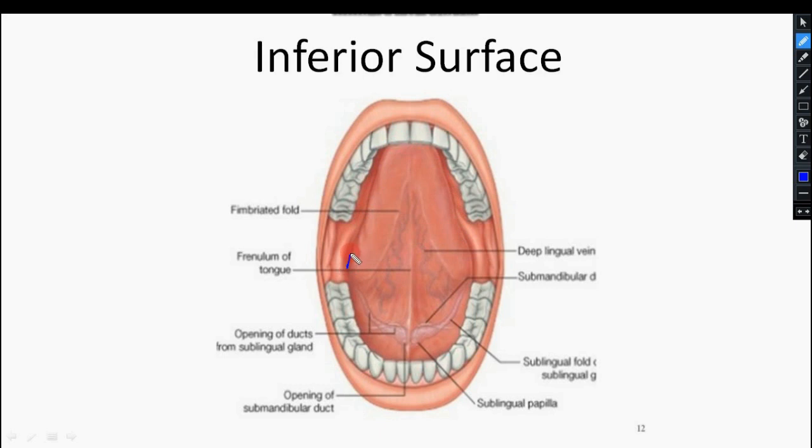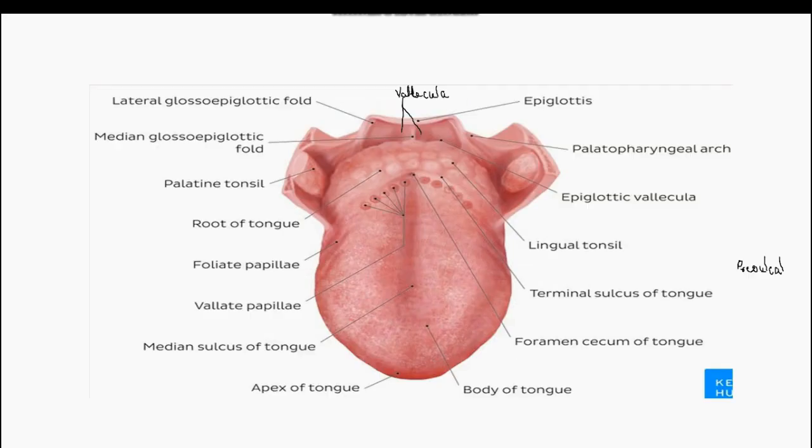On this lateral margin of the tongue, at the junction of the anterior two-thirds and posterior one-third, the palatoglossal arch attaches. Let's review this image again before I go into the development. This is the point from where the thyroglossal duct appears. This is the foramen cecum of the tongue. Clear?